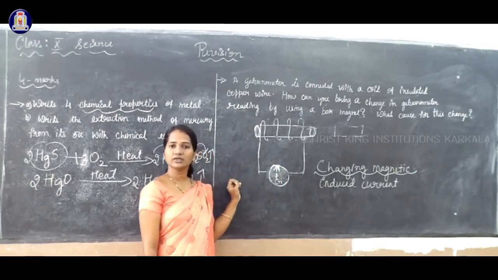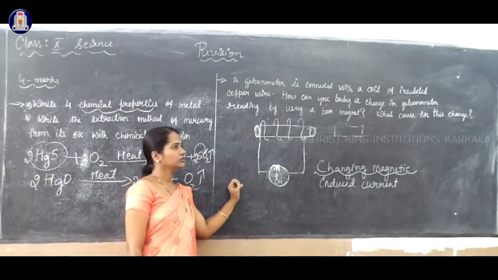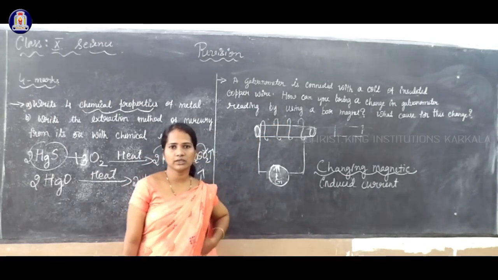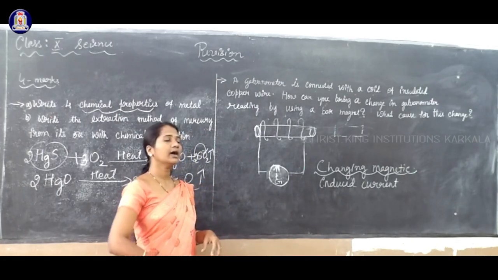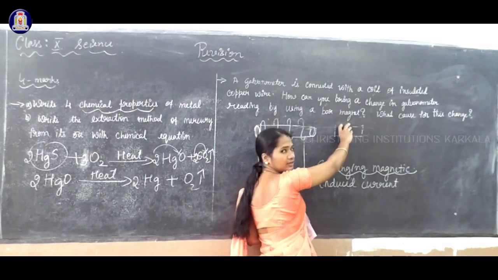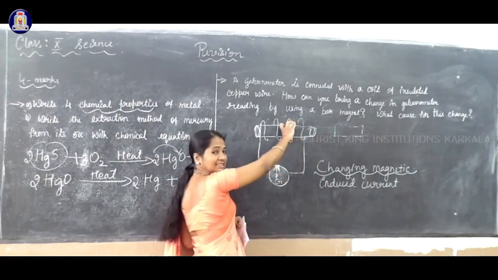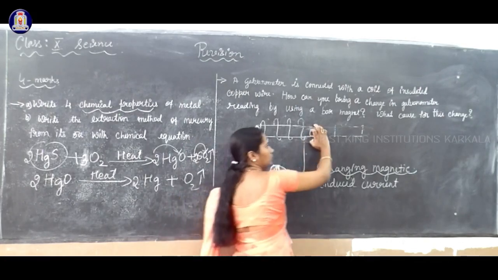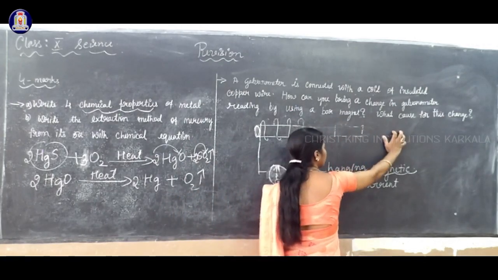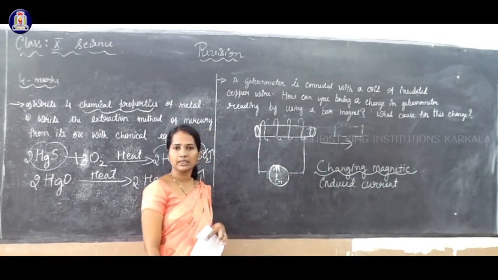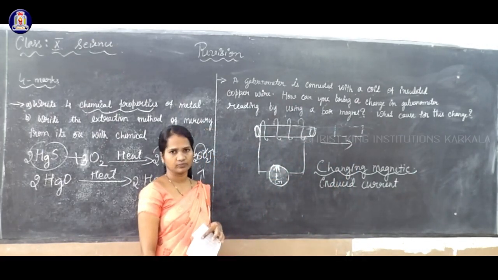So the direction of the current is also changing. How can you bring a change in the galvanometer needle? By using the bar magnet and the coil. When you push the bar magnet inside the coil, the needle shows deflection. When you pull the bar magnet out of the coil, the needle shows deflection in the opposite direction.